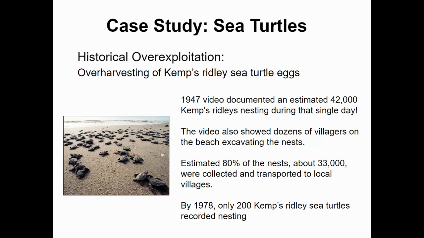By 1978, 30 years later, there were only 200 turtles nesting in that area compared to the 42,000 in a day found only 30 years earlier. So obviously humans taking such a huge number of those eggs, such a big percentage, was an example of overexploitation that affected this community of turtles.